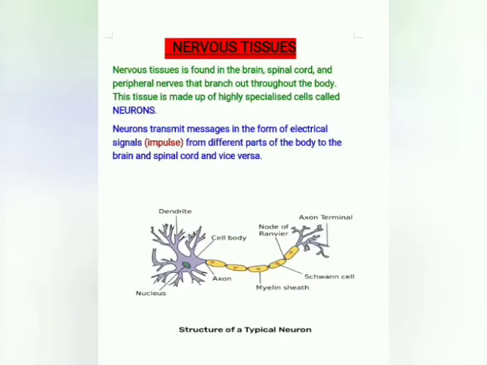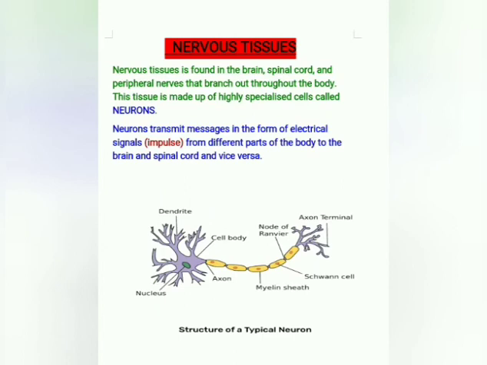The nervous tissues constitute the nervous system, which helps in control and coordination of the body. Brain, spinal cord and nerves are composed of nervous tissue. It is made up of elongated cells called neurons or nerve cells. A neuron is the basic structural unit of the nervous system. It transmits messages in the form of electrical signals called impulses from different parts of the body to the brain and spinal cord, or vice versa.